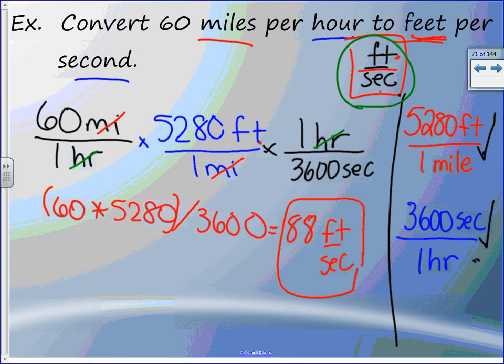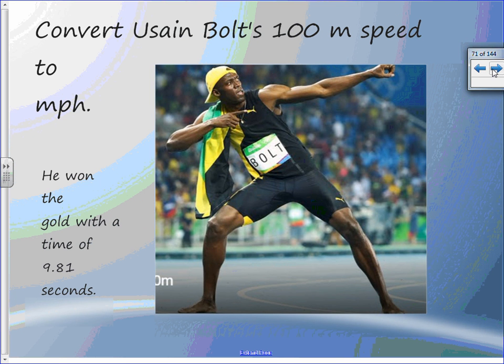Okay. 88, and you have to list the units. Feet is the only thing left in the numerator. Seconds is the only thing left in the denominator. 88 feet per second. Any questions? All right. So again, this is why the unit cancellation is important. This is why writing these as fractions is important. Okay. Let's do another one.